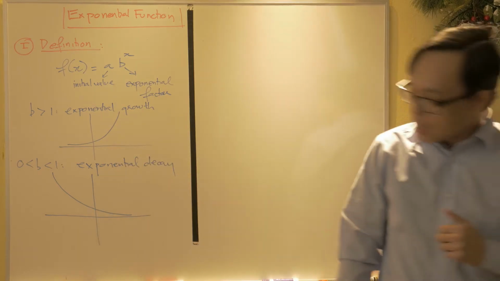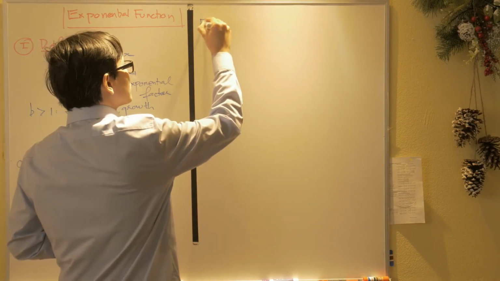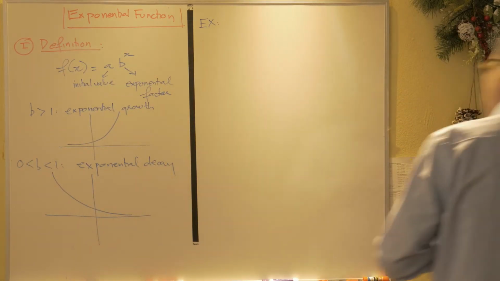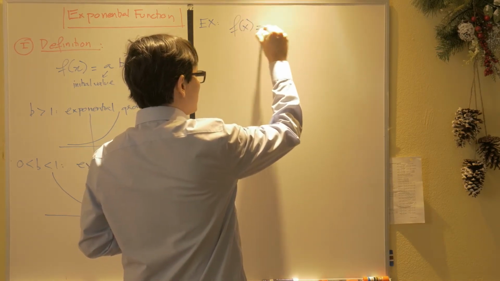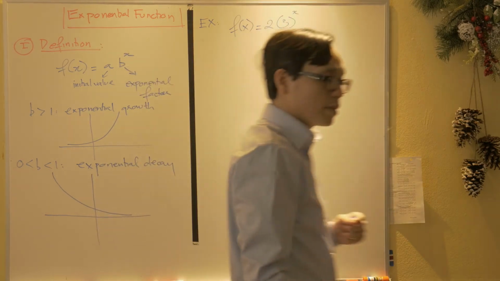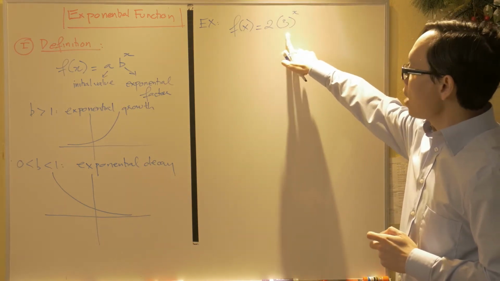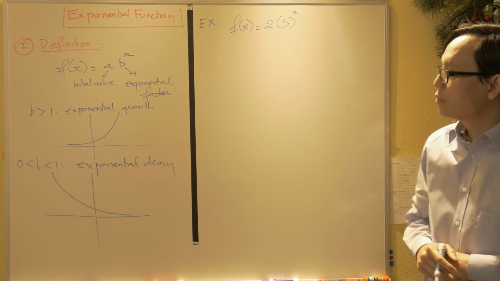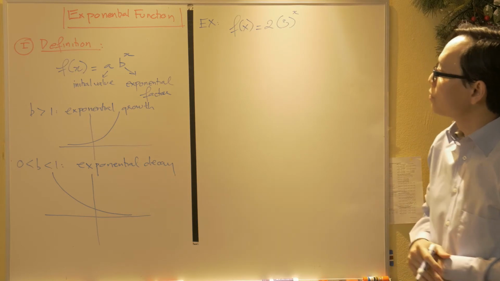Okay. So I can give you an example of an exponential function. I can have something like this: f of x equal to 2 times 3 to the x. Okay. So the b value here is greater than 1, so this function is exponential growth. Our initial value is 2.